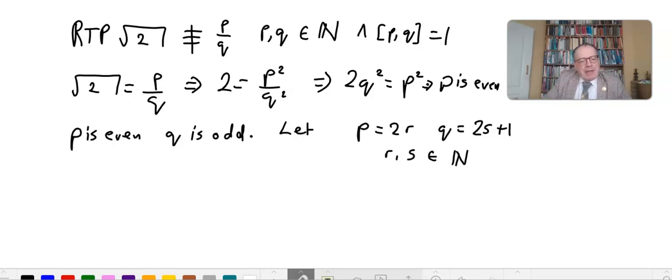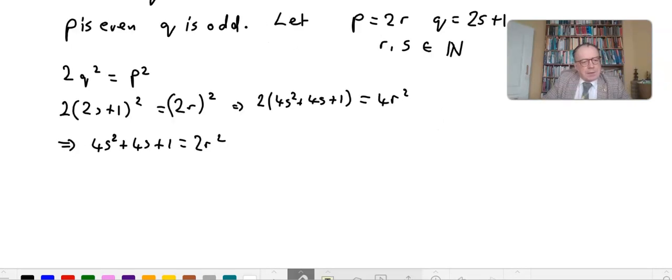And so if p is even and q is odd, we can let p be 2r and q be 2s plus 1, where r and s are members of the natural numbers. And we now tease out the implication of our statement that 2q squared equals p squared, where p is even and q is odd. And so we can see here that 2q squared equals p squared is the same as saying that 2 lots of (2s plus 1) all squared is equal to (2r) all squared.